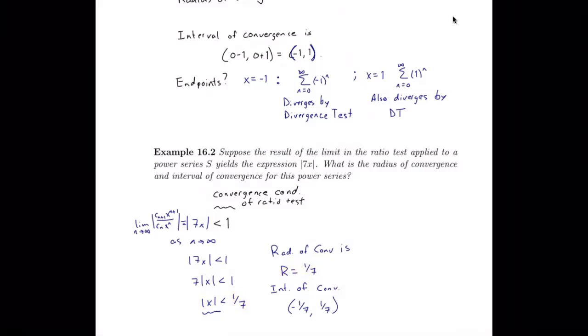Our interval of convergence now is negative 1/7 to positive 1/7. Again, because our center is 0. x minus 0 is in there. So that's our interval of convergence in this case.